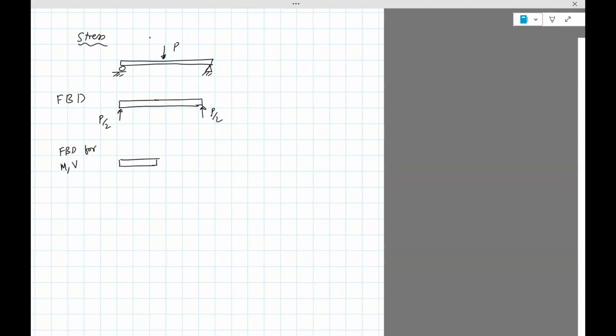This is your free body diagram for M and V. With P divided by 2, clearly this point would have a moment and a shear force. What we're interested in is what's going on over here. We want to compute the stresses here.